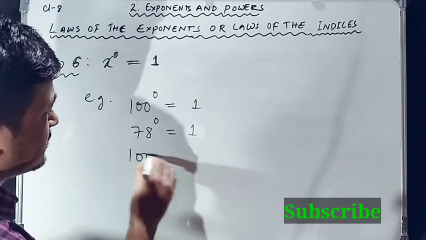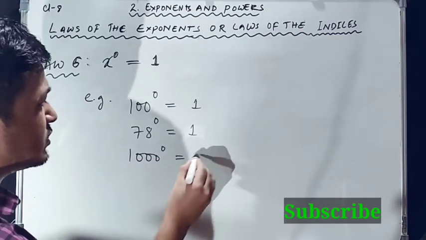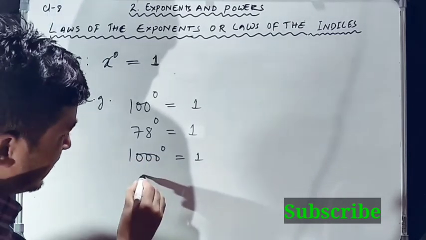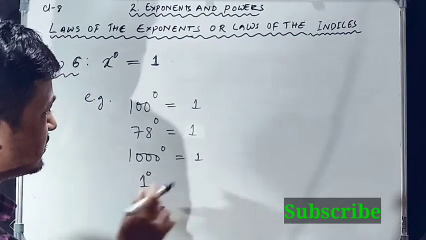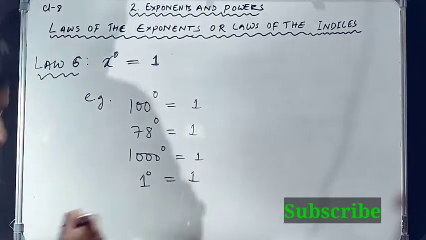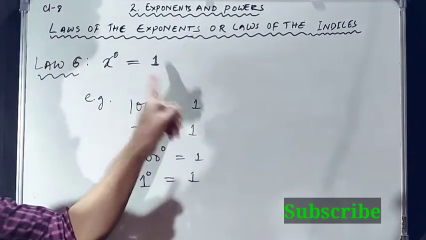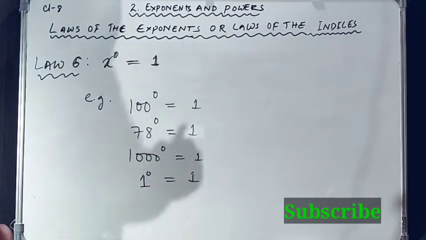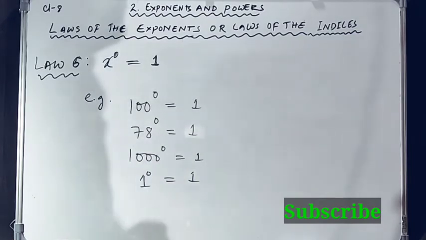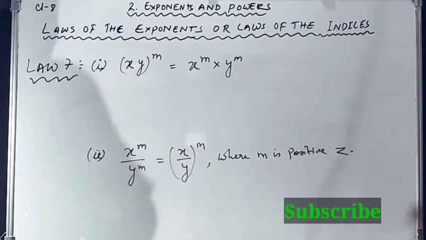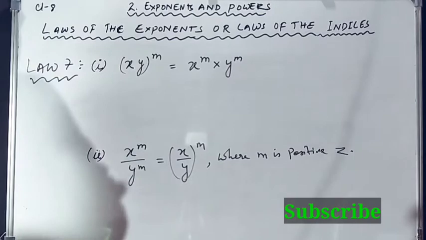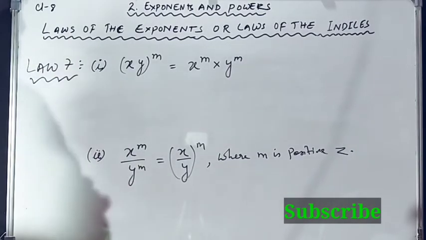Suppose I have 1000 raised to the power 0. Then also it will be 1. And if it is 1 raised to the power 0, then also it will be equal to 1. So any number raised to the power 0 is always equal to 1. Now let us move to law number 7. In law number 7 we have two laws.